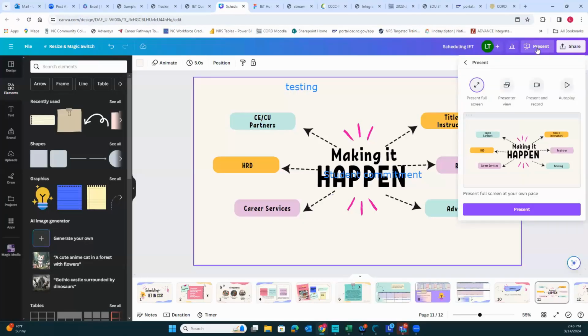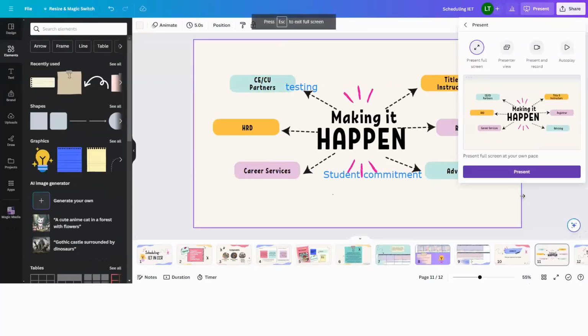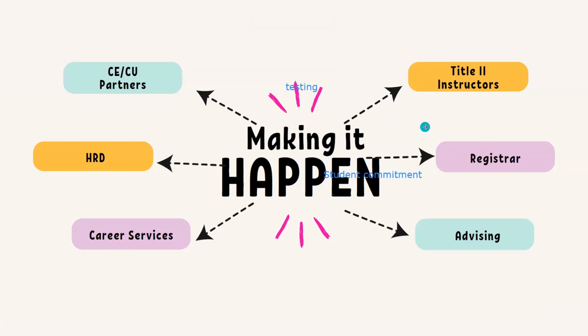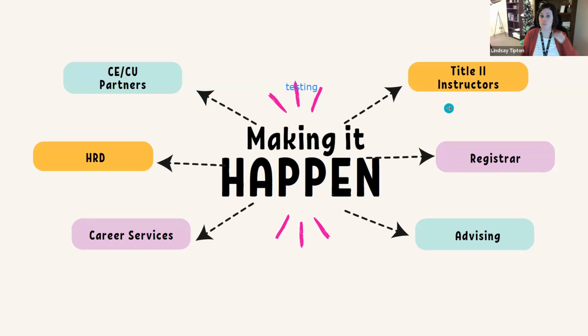Lindsay, if you're using Title II funds in the workforce course, everybody in that course would have to be Title II, correct? Yes. Yes, so you would be just running that within your program.